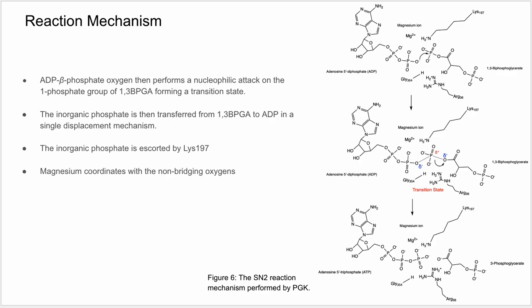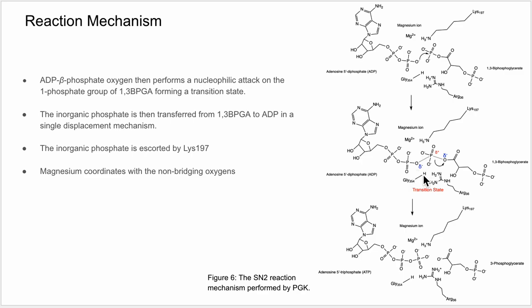When the enzyme conforms to its closed conformation, it positions ADP in close vicinity to 1,3-biphosphoglycerate. Subsequently, the ADP beta phosphate oxygen performs a nucleophilic attack on the 1-phosphate group of 1,3-biphosphoglycerate. This leads to the formation of a charged transition state, which is stabilized by lysine 197 and glycine 354.